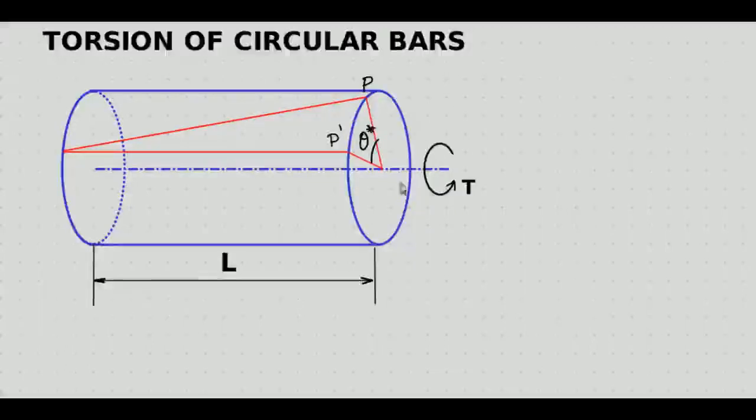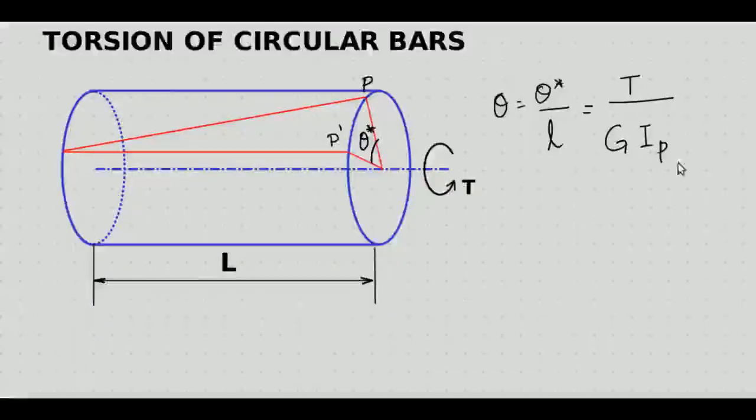So for the whole length the twist is theta star, so the angle of twist per unit length, theta or theta star by L, is given by the equation T divided by G into IP, where T is the torque applied, G is the shear modulus, and IP is the polar moment of area. We also obtained the equations for shear stress at any point on any circular cross section normal to the longitudinal axis.